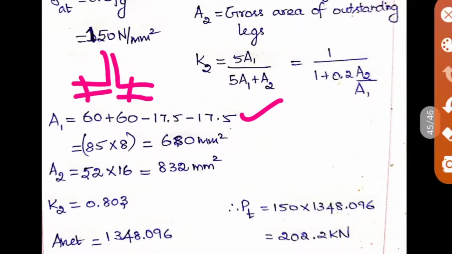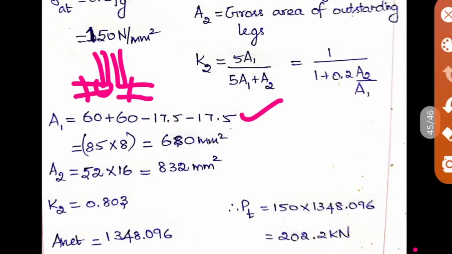And then the area 2, that is your gross area of the outstanding legs. So for outstanding legs, you shouldn't take it as 60, because already 8 mm thickness is taken by the connected legs, no? So the outstanding legs will be 60 minus 8, that is 52. So here 52 into 8, here also 52 into 8. So I have only written it as 52 into 16, like that. So it is 832 mm square.